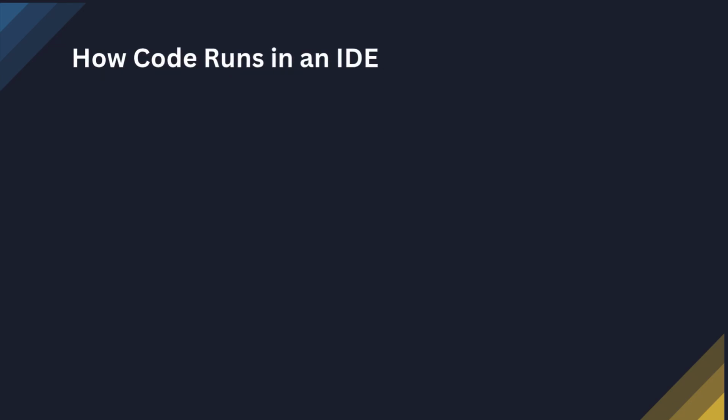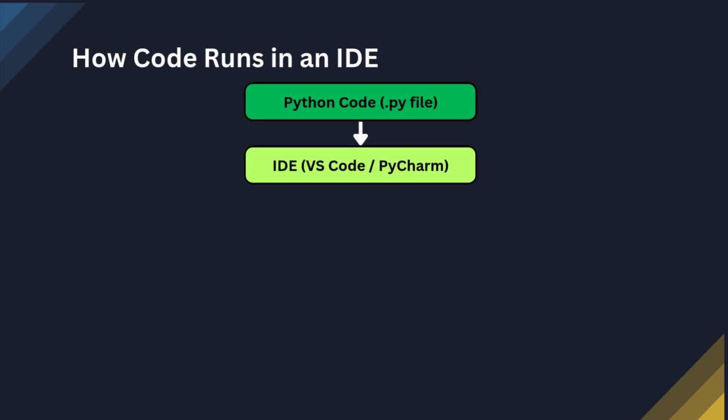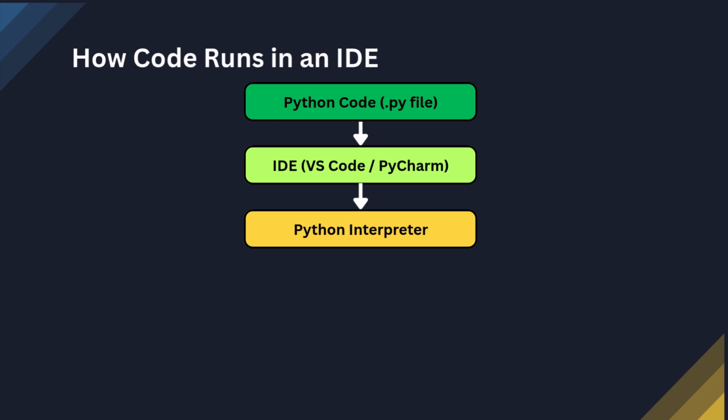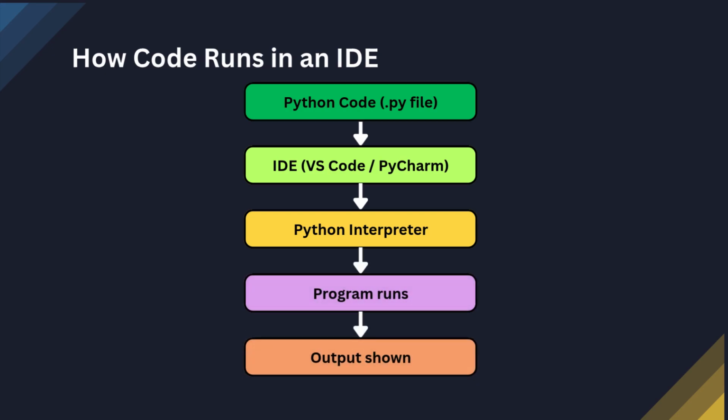Let's see how code runs in an IDE. You type Python code. It goes to the IDE, that is VS Code or PyCharm. Then to the Python interpreter. Here the program runs and shows the output. The IDE is only a workspace. The Python interpreter does the real execution.